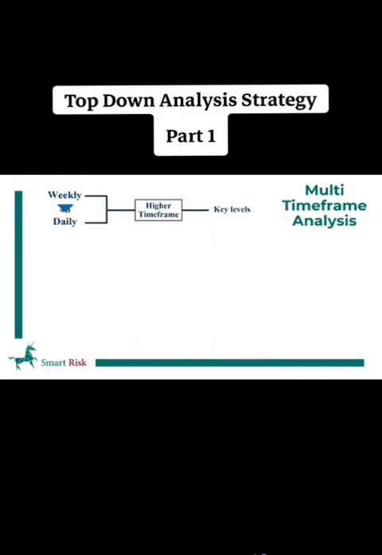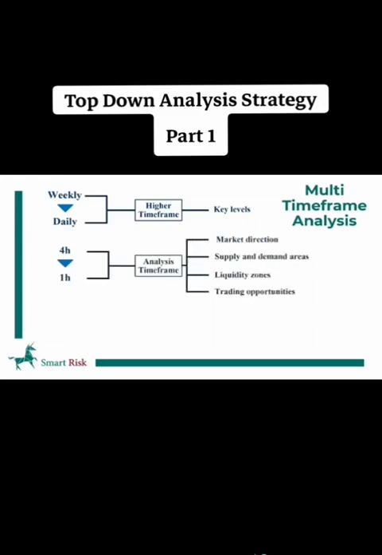Second, we use 4 hour and 1 hour time frames to do most of the analysis, including identifying market direction, supply and demand areas, order blocks, liquidity zones, and trading opportunities. Third, we use 15 minute and 5 minute time frames if we need more confirmations and entry reasons in lower details. Now let's apply these concepts on the real chart of multiple pairs to completely understand this technique.